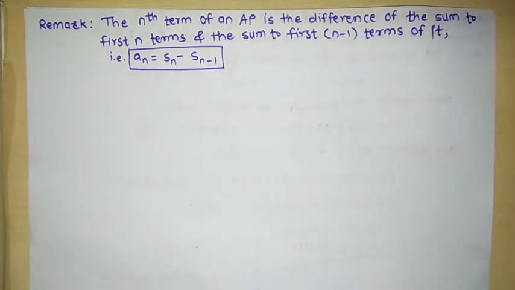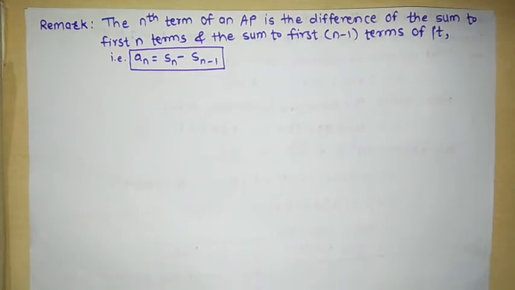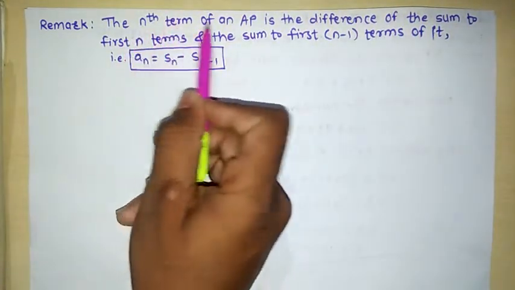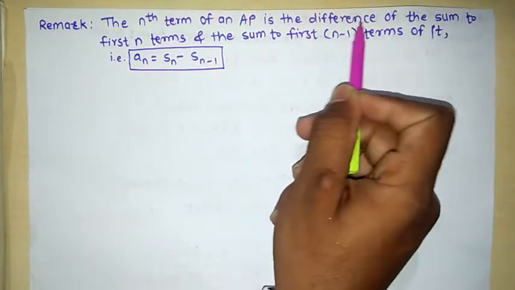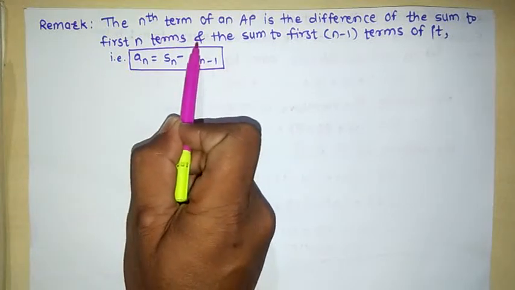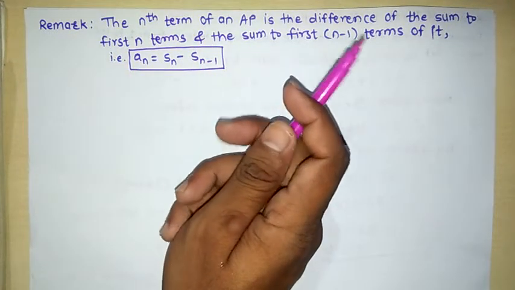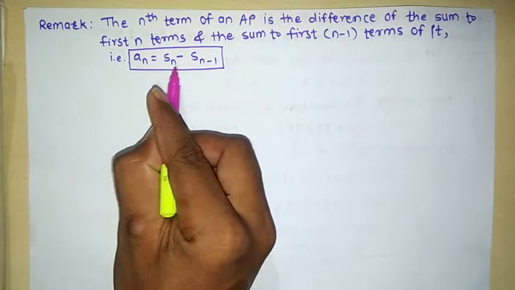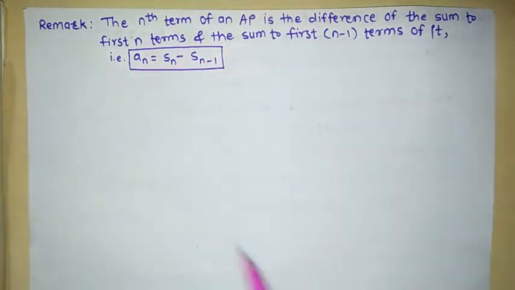Now you can write one remark. Write this remark: the nth term of an AP is the difference of the sum to first n terms and the sum to first n minus 1 terms of it. That is, an is equal to the sum of the n terms minus the sum of the n minus 1 terms. Write this down.